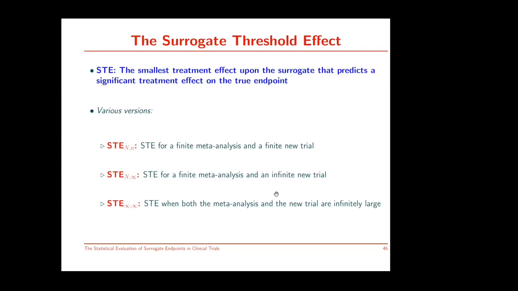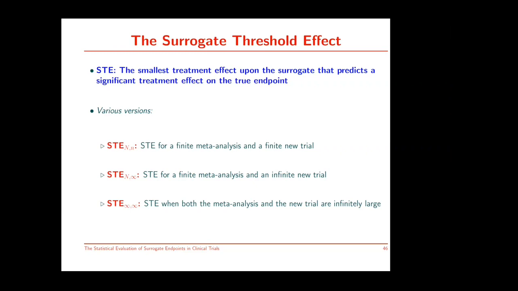Okay, and so what Mark and Thomas defined based on that was the so-called surrogate threshold effect. That is the smallest treatment effect that you should realize on a surrogate so that it would translate into a significant treatment effect on the true endpoint. To say that differently, it's not because you have a significant effect of your treatment on the surrogate, that this automatically means, oh, it would have been significant on the true endpoint. No, that's not true, because this translation exercise brings in other sources of variability.